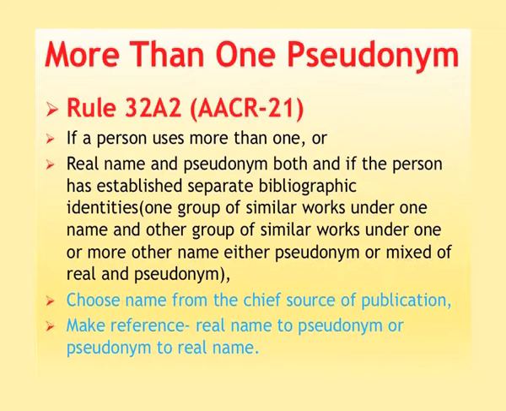and here establishing separate bibliographic identities means the person is known or has been cited in bibliographic tools like the national bibliography, bibliography of books, bibliography of reviews and bibliographical databases under two different names. Suppose both the names have been established in the bibliographical tool. If both the names have been established, then it is considered as separate bibliographic identities. So, if the person has established bibliographic identities under both names, then you have to treat them differently.